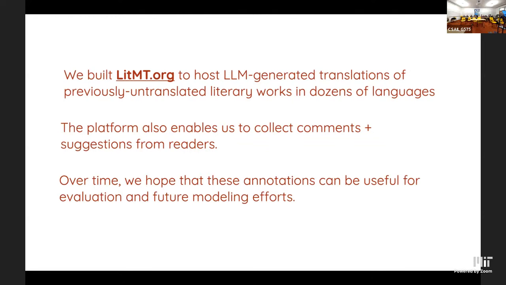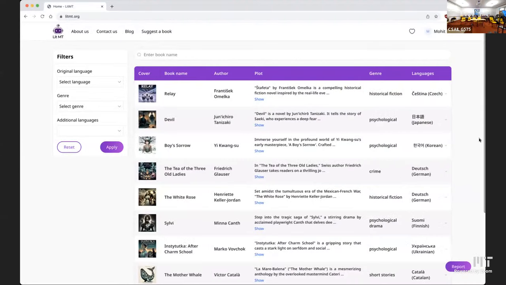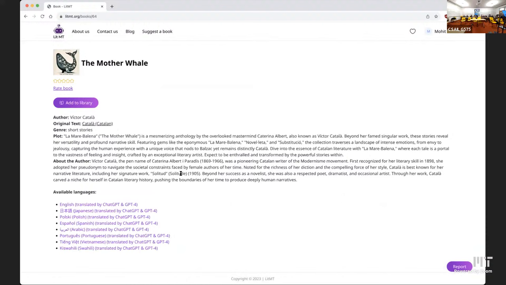I just wanted to highlight this platform that we recently built called LitMT. Maybe I'll just share this really quick. Here, we are interested in this problem of studying the translation of a novel to many different languages, this literary machine translation problem. But it's hard to find people to evaluate it. So we built this platform where we have all these books that have never been translated before. So it's also improving the accessibility of these works.